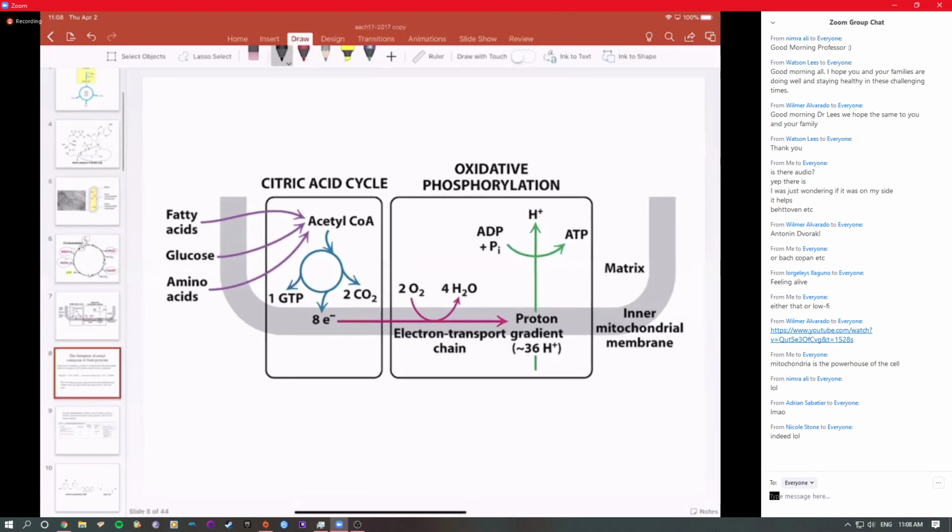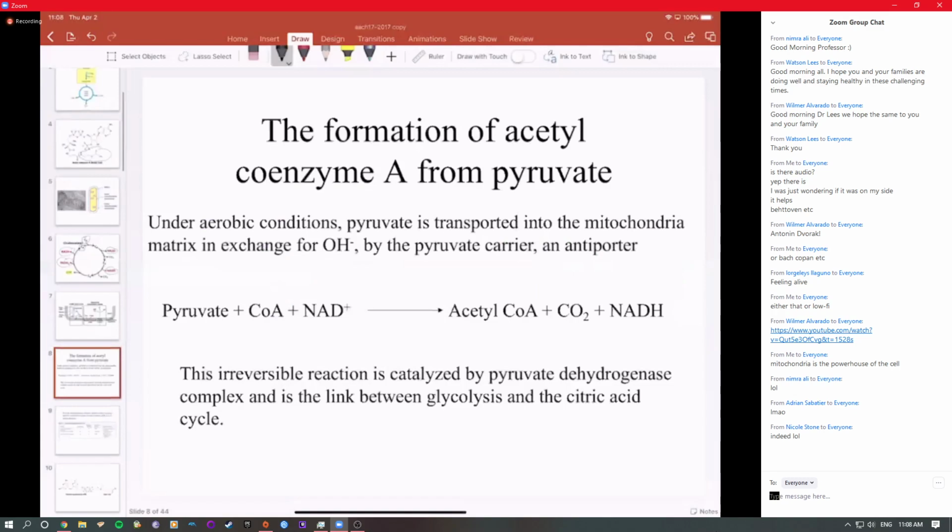So the first part we're going to talk about is the formation of acetyl-CoA from pyruvate. And this takes place under aerobic conditions. Although you don't see oxygen here, the reason it's under aerobic conditions is ultimately you need some place for the NADH to go. And so it is regulated in such a manner that it only will take place in the presence of oxygen.